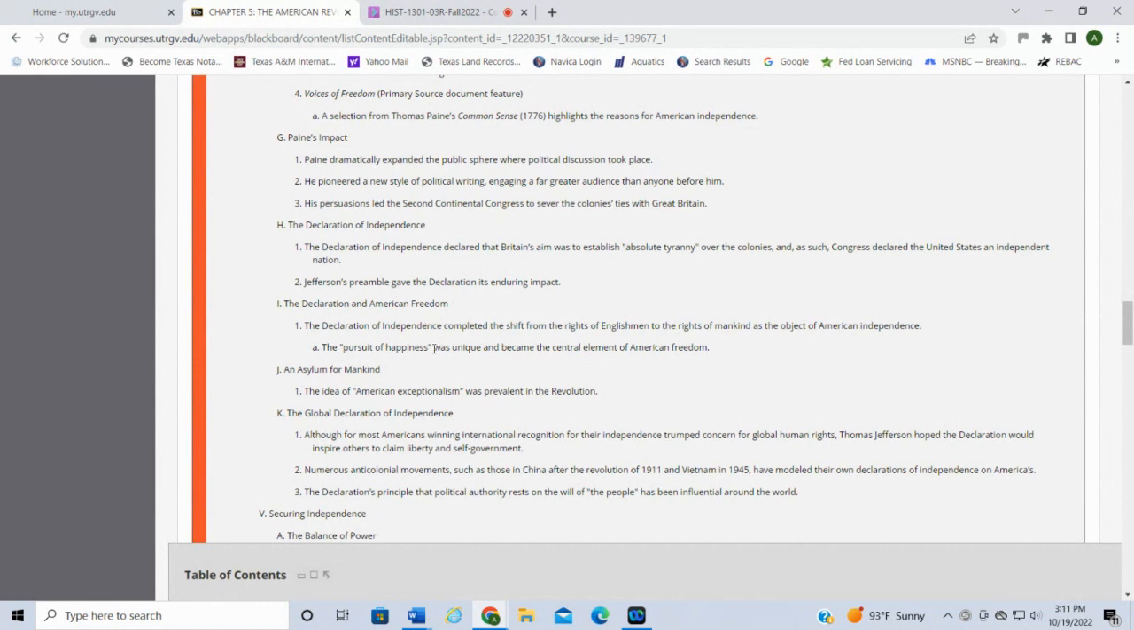And he departed from John Locke's assertion of the right to property, because the pursuit of happiness is different from property, because not everyone wants to own property. We decide for ourselves what happiness is for us, and everyone has a different definition of what happiness is. Some people want to have a big house. Some people are just fine living wherever, and that's fine. That is their right to do so, and that becomes a unique and central element of American freedom.